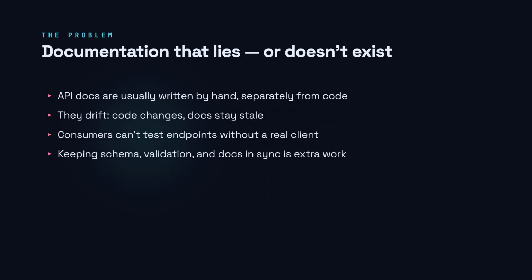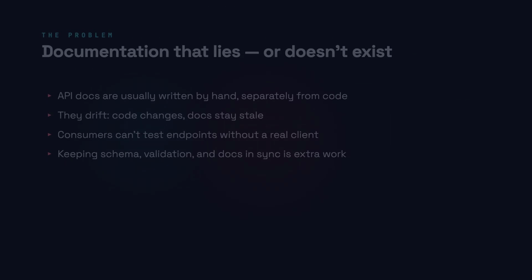The classic pain point is that documentation lives in a different place from the code that actually runs. A developer updates a query parameter or adds a field to a response, but forgets to update the Swagger YAML file. Now the docs lie and consumers are confused. You end up with three sources of truth: the code, the schema file, and the docs, and they drift apart constantly.